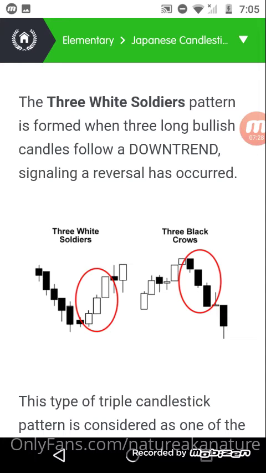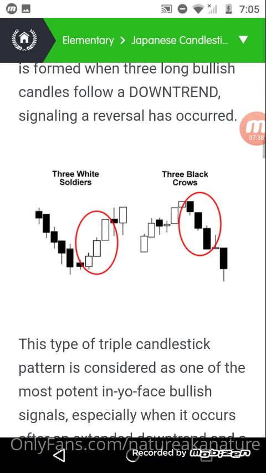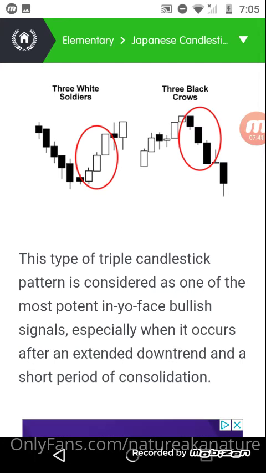An uptrend's coming. This type of triple candlestick pattern is considered one of the most potent, in-your-face bullish signals, especially when it occurs after an extended downtrend and a short period of consolidation. So you're going to see these usually after a long, hard downtrend, and after some type of short period of consolidation. Consolidation just means that it's building up. It's sideways. It's not really doing anything. It's just building up momentum to continue in the direction it was going, or to reverse and go in the opposite direction.